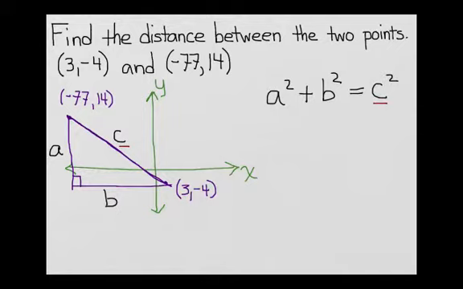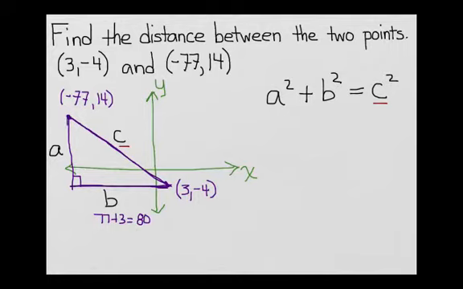So then we need to find values for A and for B. So for B here, we can see that this distance here from the y-axis out to the edge there is going to be 77 units long, because the x-coordinate of that point is negative 77, and then we get another 3 units here because the x-coordinate of this point is 3. So that total length is going to be 77 plus 3, which gives us 80.